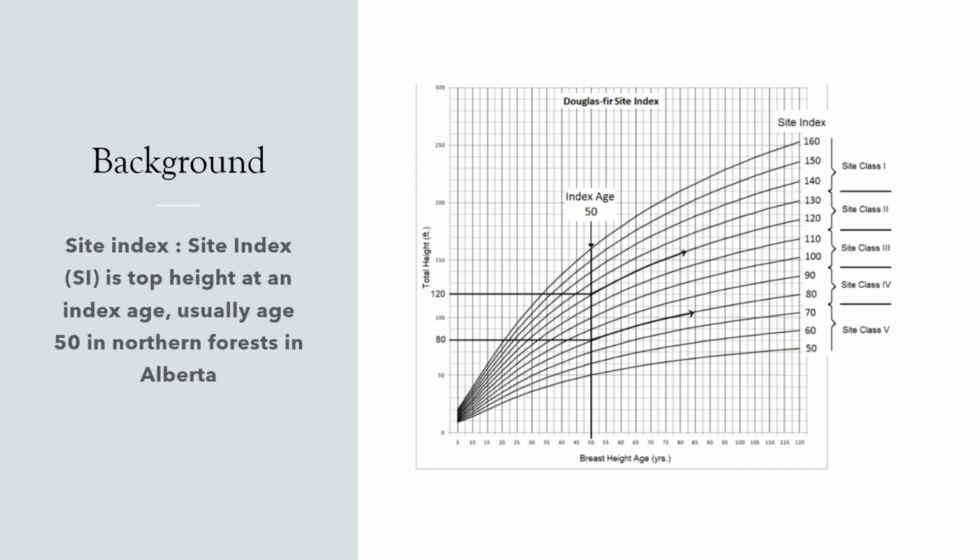First, let's talk about the background. What is the site index? The site index is the top height at an index age, usually age 50 in the northern forest in Alberta. Here is an example of the Douglas fir site index. If the Douglas fir is 50 years old and the top height is 80 feet, then the site index is 80.